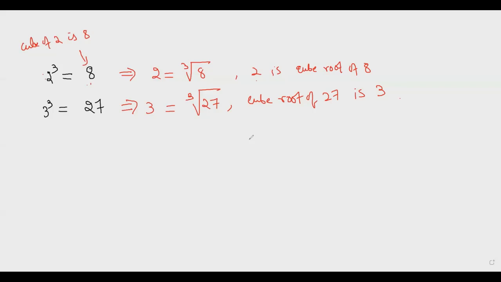Okay, for that we need to learn this thing first of all. Cube and cube root, then we will write something. 1 cube is how much? 1. 2 cube is 8. 3 cube is how much? 27. 4 cube is how much? 64. 5 cube is how much? 125.